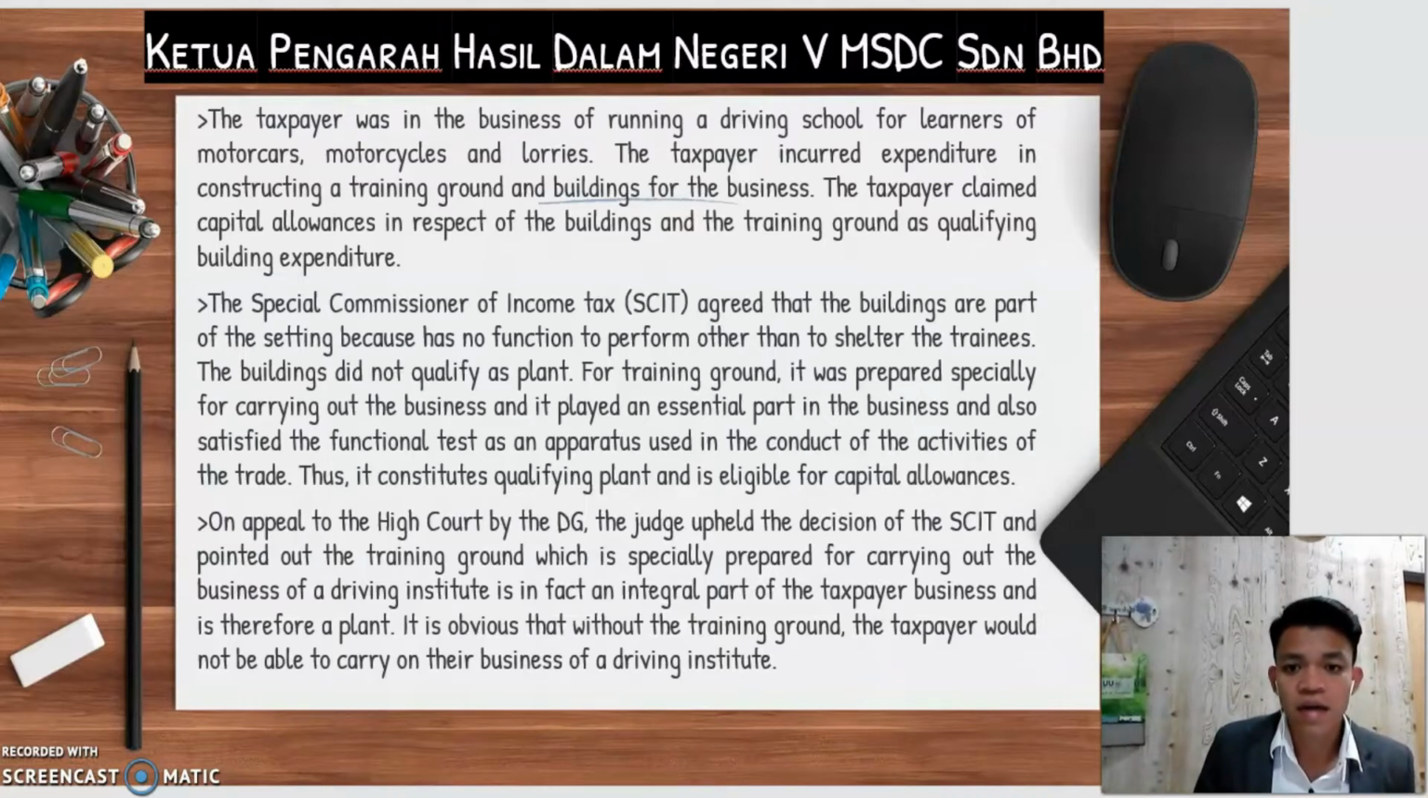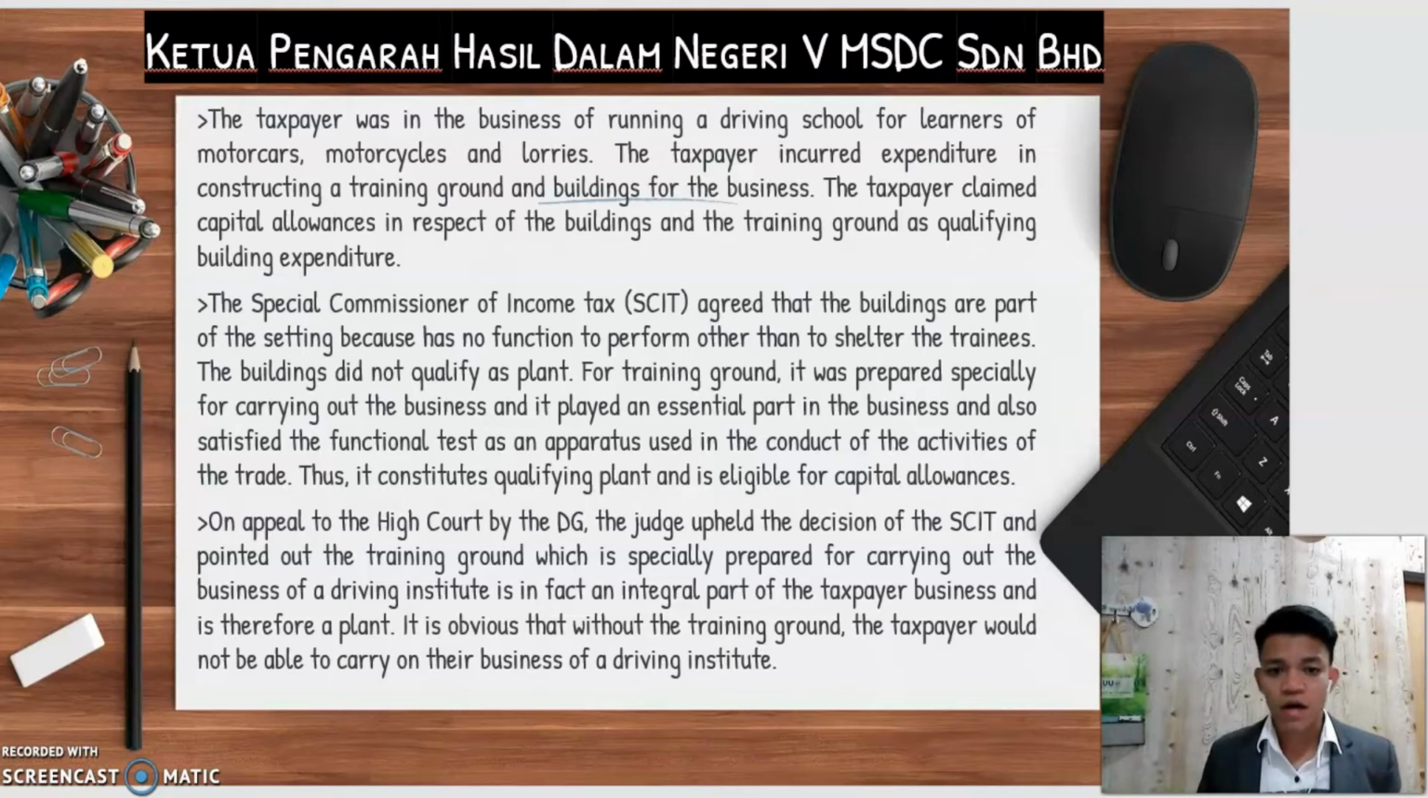Next, cases between Ketua Pengarah Hasil Dalam Negeri v. VMSDC Sdn Berhad. The taxpayer was in the business of running a driving school for learners of motorcars, motorcycles and lorries. The taxpayer incurred expenditure in constructing a training ground and buildings for the business. The taxpayer claimed capital allowance in respect of the buildings and the training ground as qualifying building expenditure.